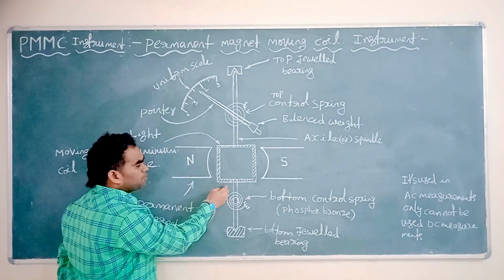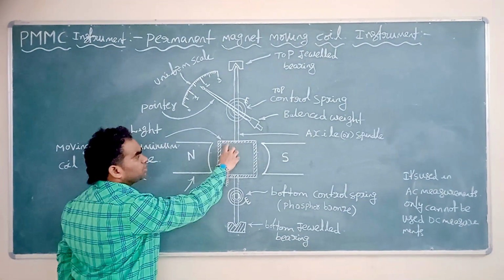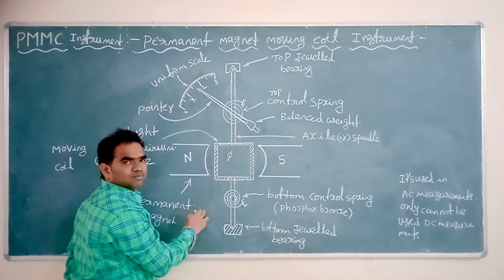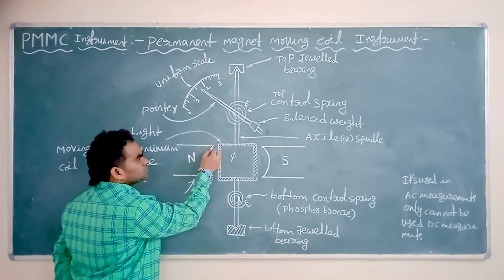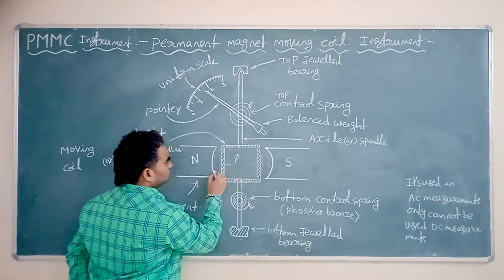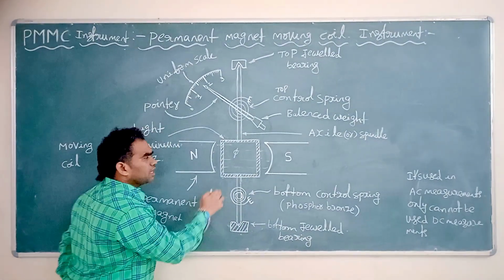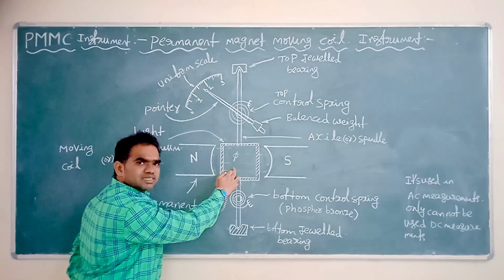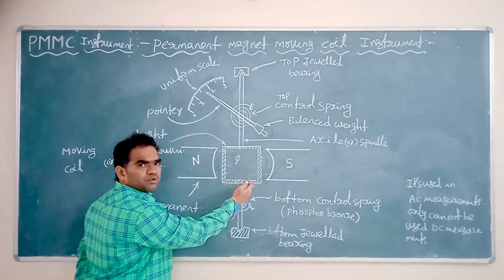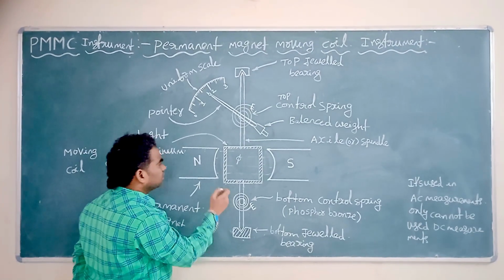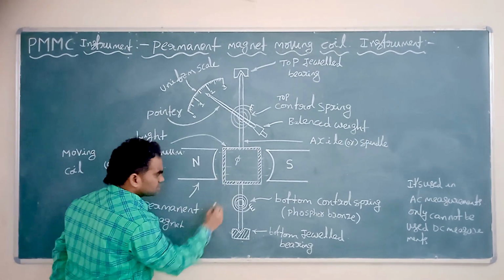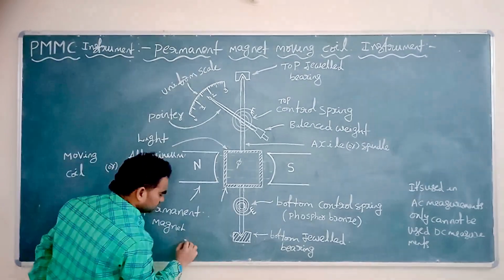When we apply current to the moving coil, it produces flux. The flux flows from the north pole to the south pole. The flux produced by the moving coil is deflected by the main flux. The coil rotates and this flux is disturbed by the main flux. It produces the deflecting torque.